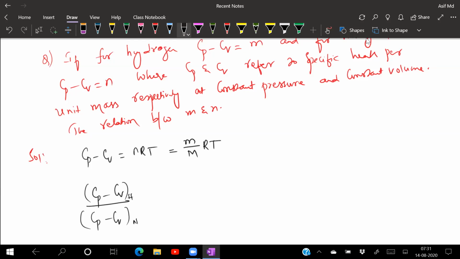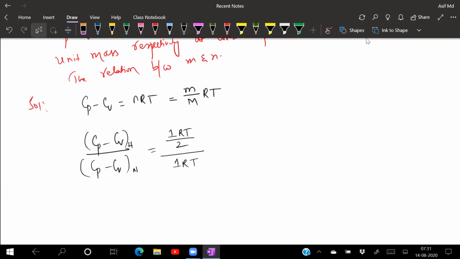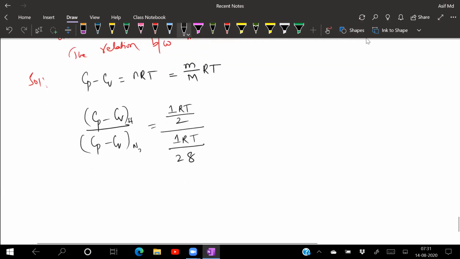That must be equal to the number of moles. Both of them are the same, so it is 1 into R into T divided by molar mass, which is 2 for hydrogen, divided by 1 into R into T divided by the molar mass of nitrogen, N2, which is 28.